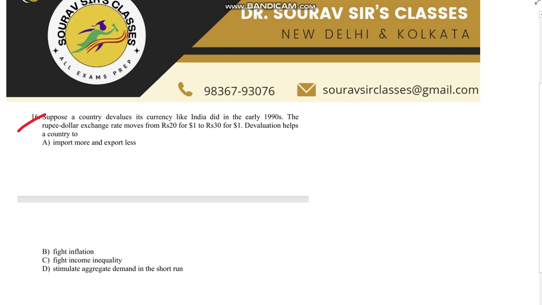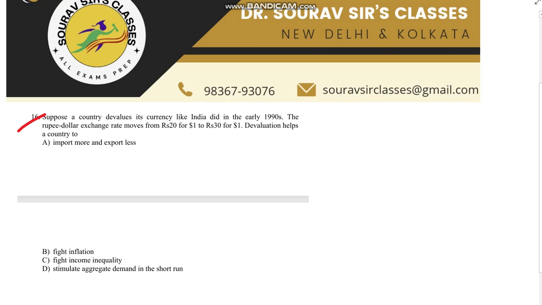So this is our question 16. Let's read out the question and then try to solve together. Suppose a country devalues its currency like India did in the early 1990s. The rupee dollar exchange rate moves from rupees 20 for $1 to rupees 30 for $1. So devaluation helps a country to do what? Import more and export less, fight inflation, fight income inequality, or stimulate aggregate demand in the short run.